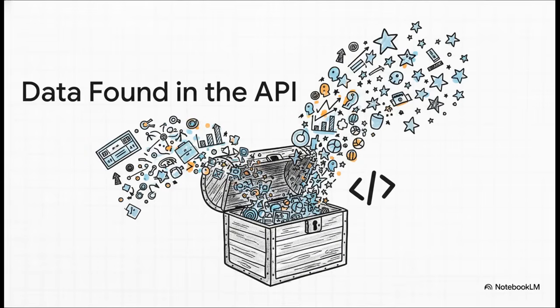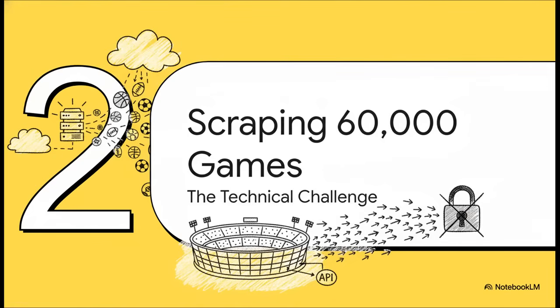And you won't believe the kind of data they found inside. We're talking about live scores, super detailed play-by-play info, team stats. They even found ESPN's own win probability estimates. It was all there, perfectly structured, ready to be used, and, best of all, completely free. So finding that API was a huge win, a total game changer. But that was really just the beginning.